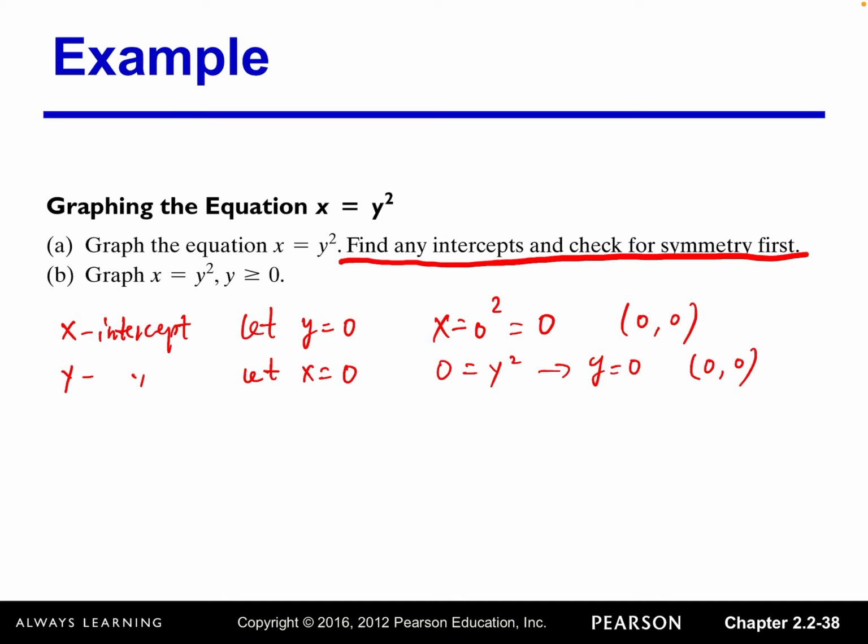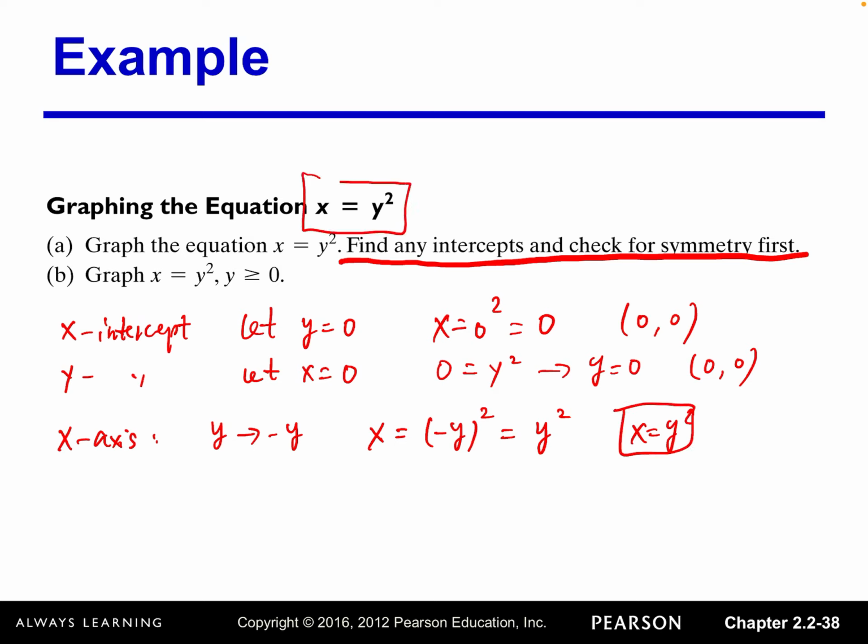And then test for symmetry. Similar to the x-axis, we replace y by negative y. I'll just write it short, okay? So x equals negative y raised to the second power. The negative sign raised to the second power cancels out, so just x equals y squared. So you can see x equals y squared is exactly the same as the original equation, right? Therefore, the graph is symmetric with respect to the x-axis.